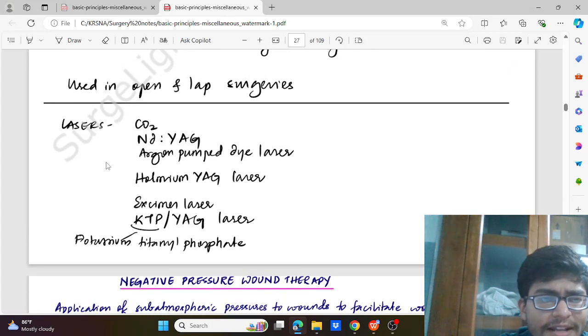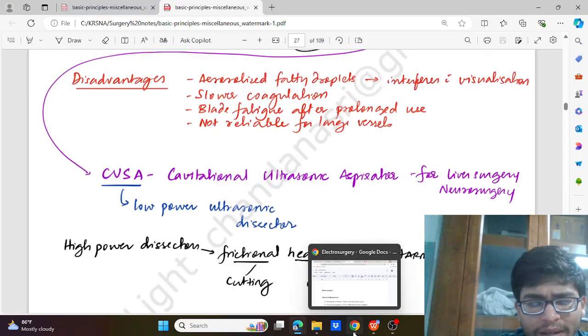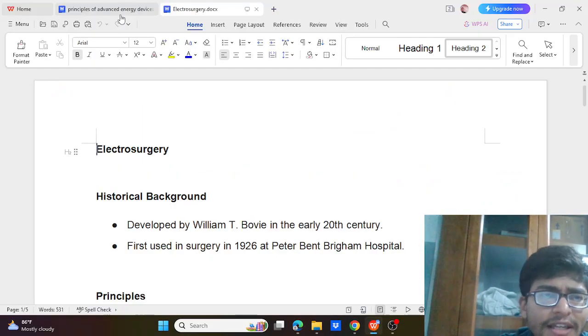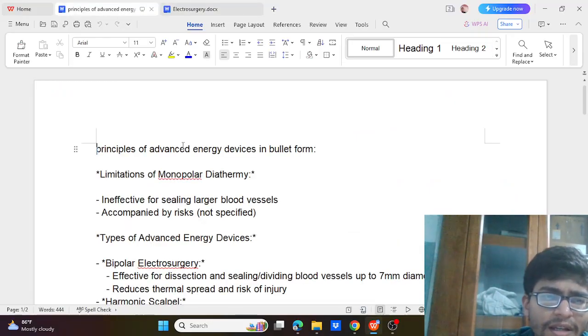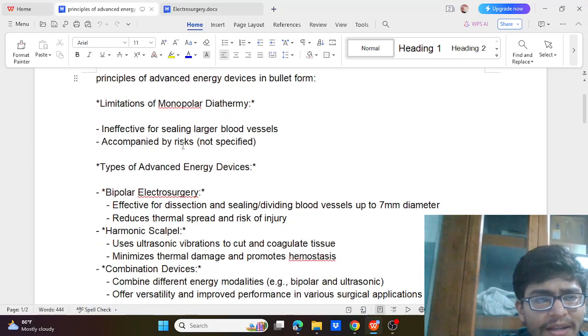Then some points about lasers. What we have: the CO2 laser, ND-YAG, argon pumped dye laser, holmium YAG laser, excimer laser, KTP YAG laser. KTP's full form is potassium titanyl phosphate. We'll see lasers in detail in another video, but for now we'll be discussing this much and some more details about the recent advanced energy devices. So this I have taken from Bailey, which is some added points which I would like to discuss.